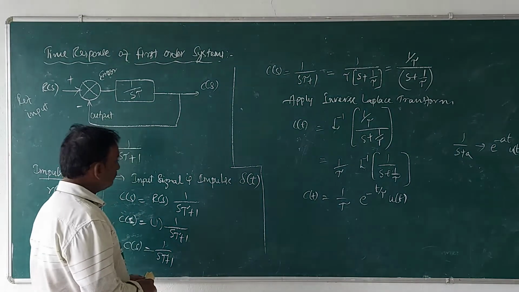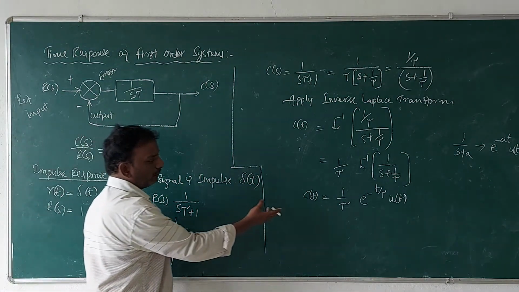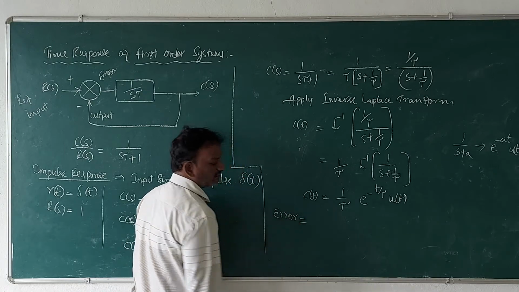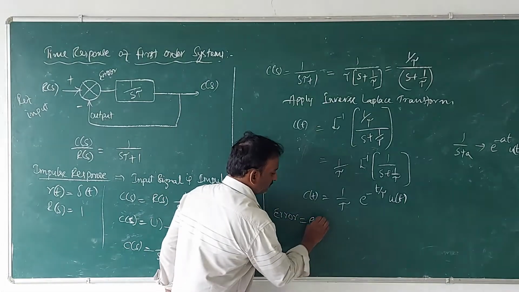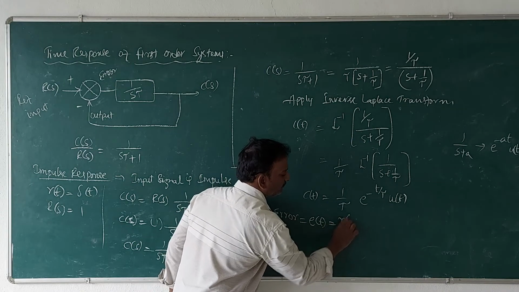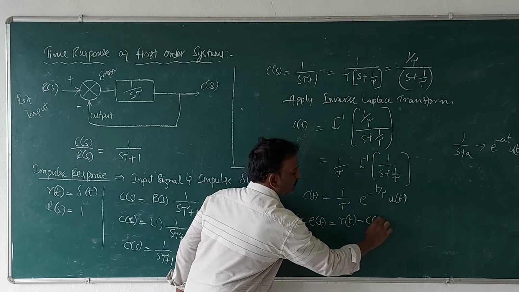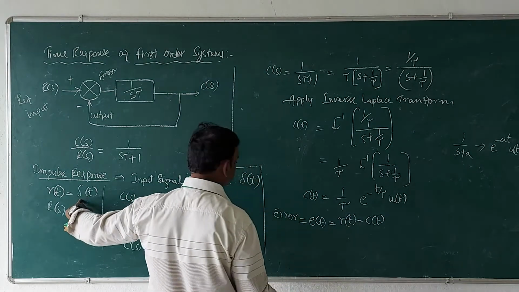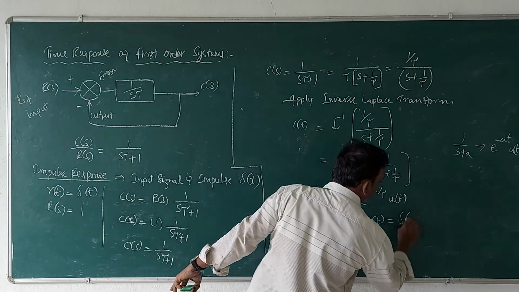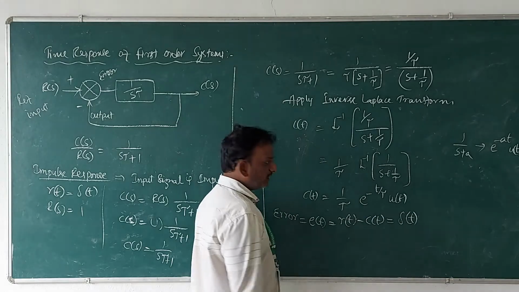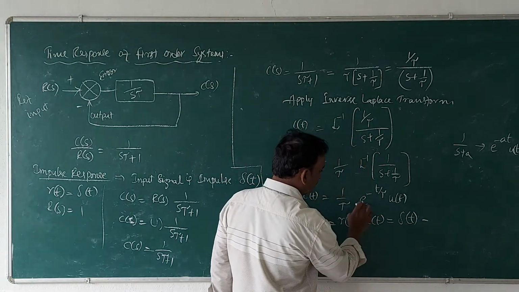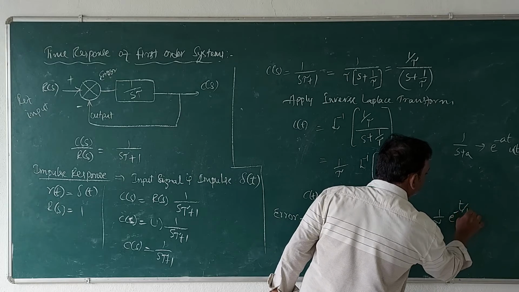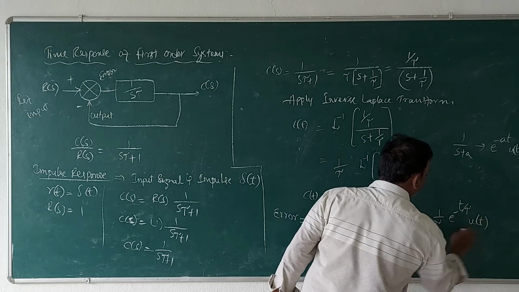Now after this I have to determine the error. So how to determine error? What is the formula for e of t? It is r of t minus c of t. What is the r of t value? R of t value is delta of t. Minus what is the c of t value? This value, 1 by tau e power minus t by tau u of t.